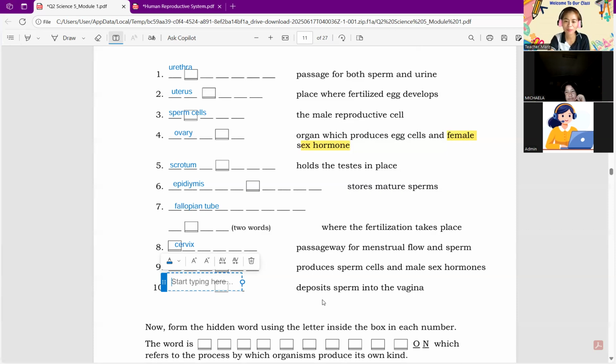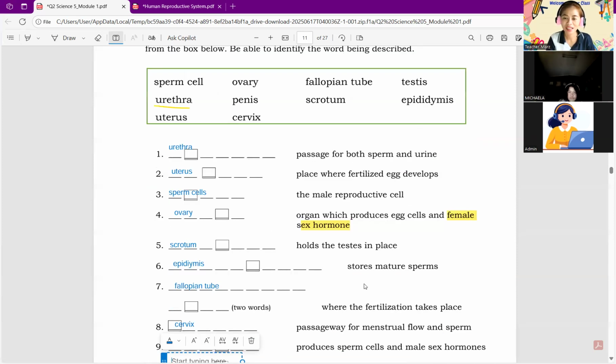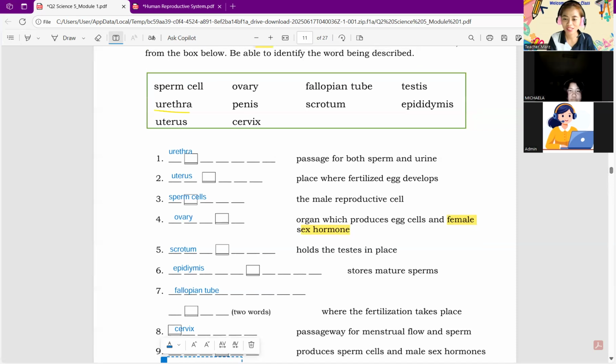What was that part that deposits sperm into the vagina? Or in other terms, it is the external male organ with a tip that is called glans. How do you call? Penis. Here is the choice.